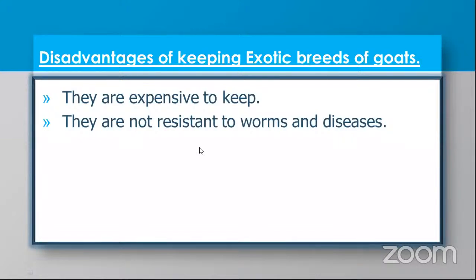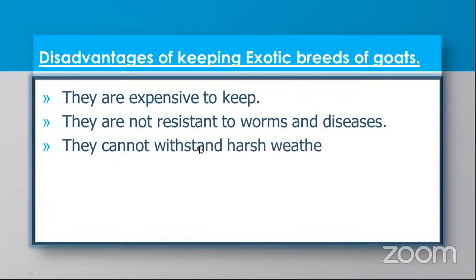The next point also we can say, they cannot withstand harsh weather conditions. Now, harsh weather here is when, let's say there is too much sunshine, you find they cannot withstand it, like our local breeds. Secondly, how about if there is too much rain and you leave the rain to rain on them? You will find that they are going to be affected. So those are some of the disadvantages.